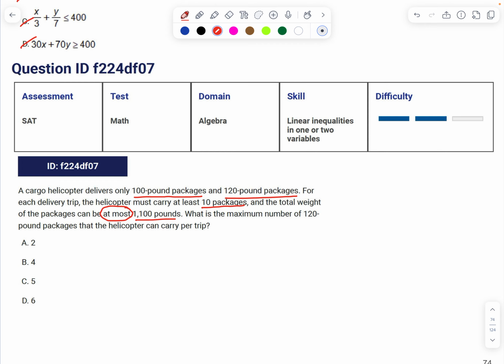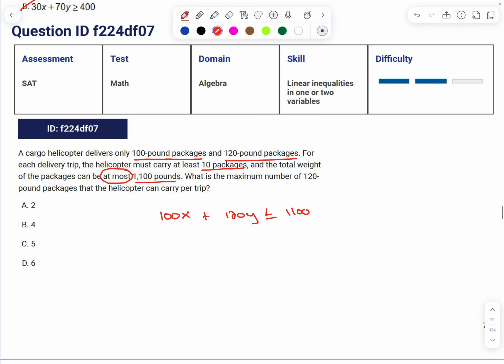We have two inequalities. So the first inequality, let's look at our helicopter here. So we have 100, let's call it x, plus 120y. So these two different packages, and that is 1,100. Now, at most, so this is the opposite of the other one, less than or equal to. It cannot be more than this. It can be equal to this, but it cannot be more than this, so it can be equal or less than.